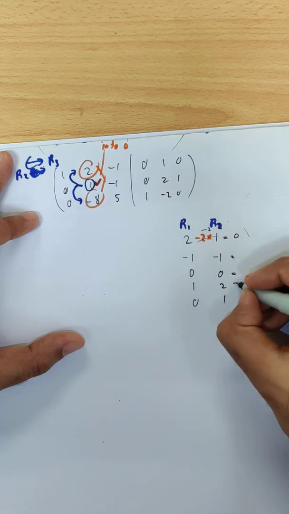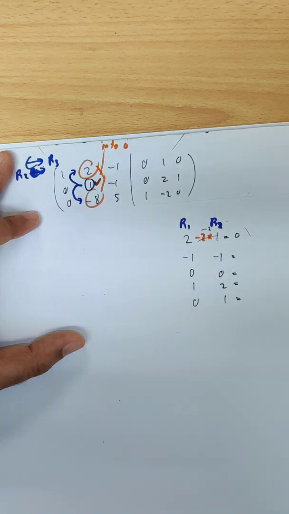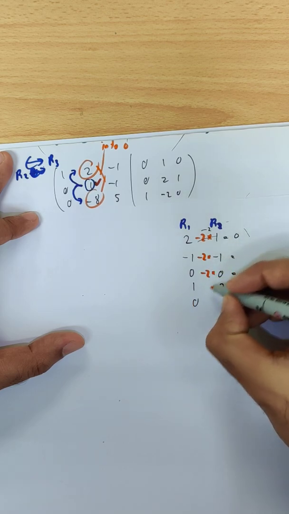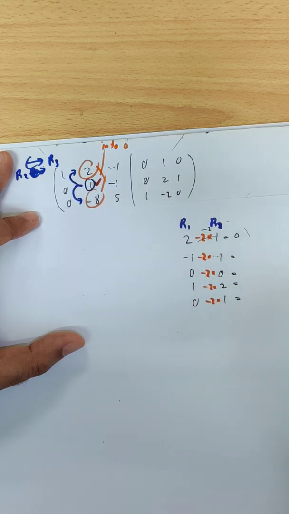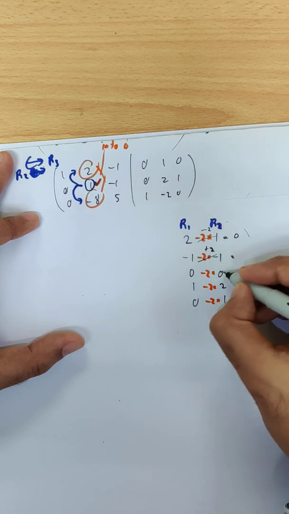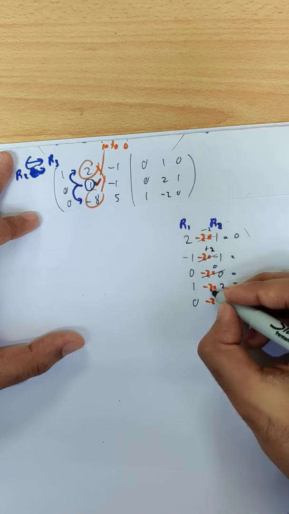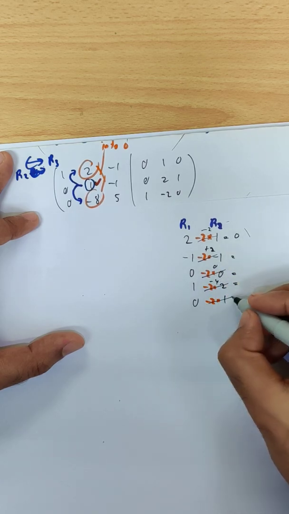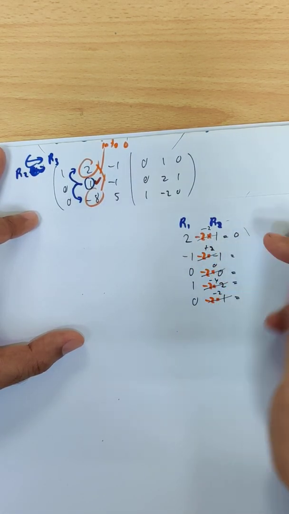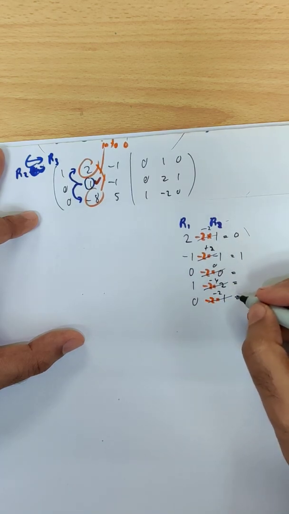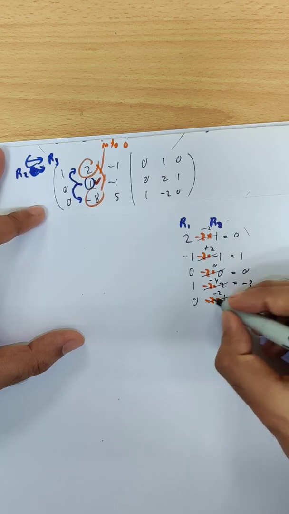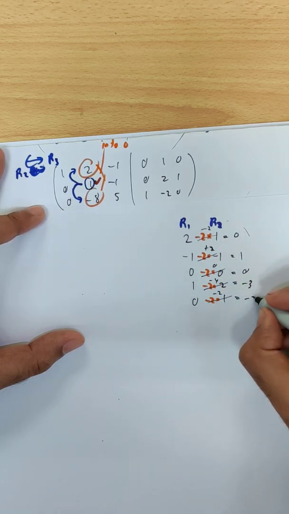Be careful in doing this subtopic. So what happened in between? Negative 2 times, negative 2 times, negative 2 times, negative 2 times. So negative 2 times negative 1 is positive 2. Negative 2 times 0 remains 0. Negative 2 times 2 is negative 4, negative 2 times 1 is negative 2. So negative 1 plus 2, I got myself 1. 0 minus 0 is 0. 1 minus 4 is negative 3. 0, negative 2, negative 2.